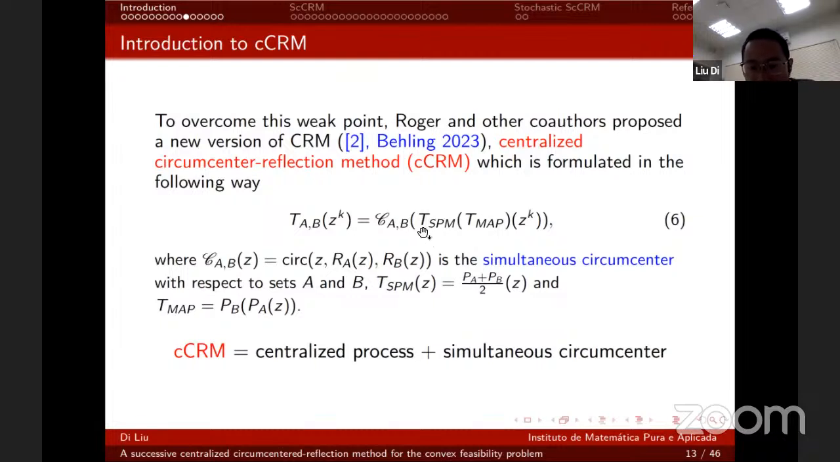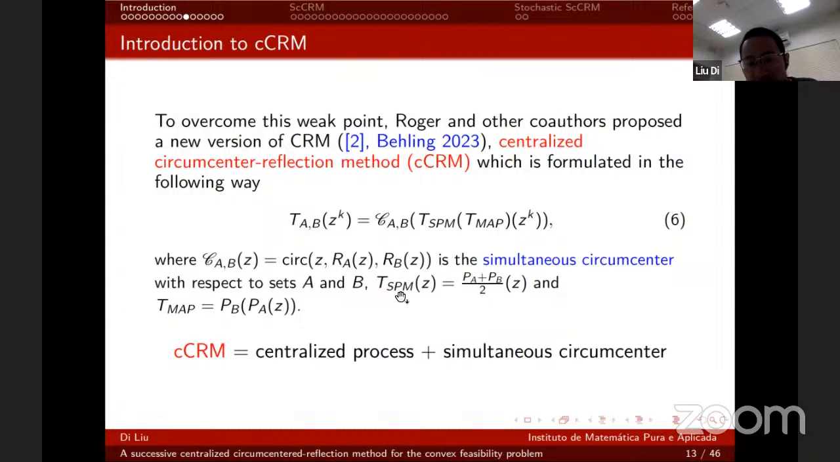We divide it into two parts. First is this part, T-map and T-SPM. T-map is the alternating projection operator. If we have a point Z, we do the projection onto A and then the projection onto B. It is alternating for two sets, or you can say sequential projection.